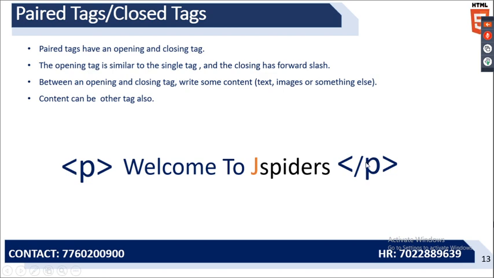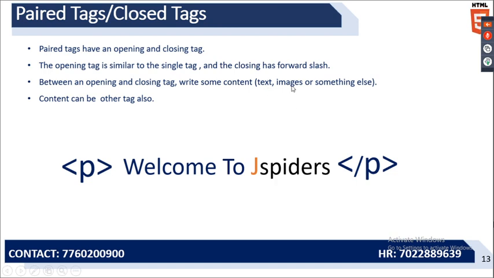How to identify the closing tag? Just put one forward slash in front of the tag name. Not only the paragraph tag, any tag you can use. Just put a forward slash in front of the tag name. The opening tag is also similar to a single tag, but forget it, we don't know about singular tags yet. Between an opening and closing tag, write some content. This is my opening tag, this is my closing tag, and between them we have written some content. What is the content? Welcome to J Spiders.